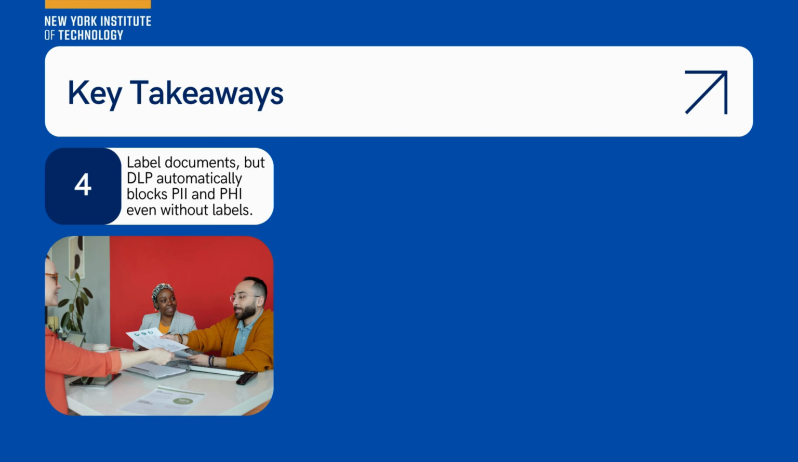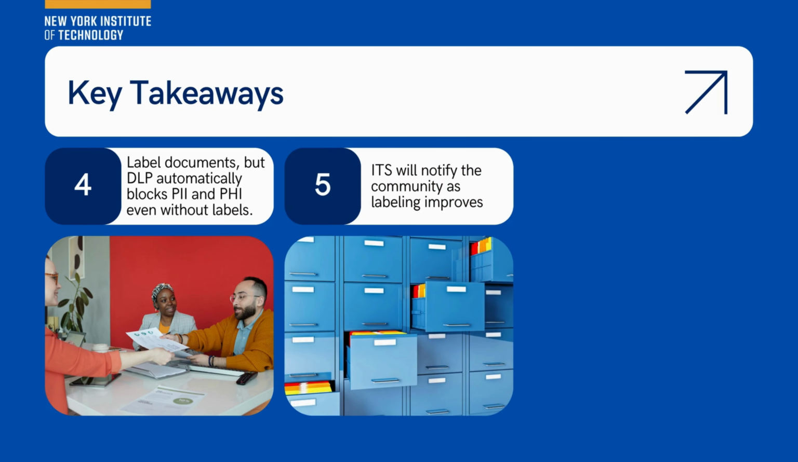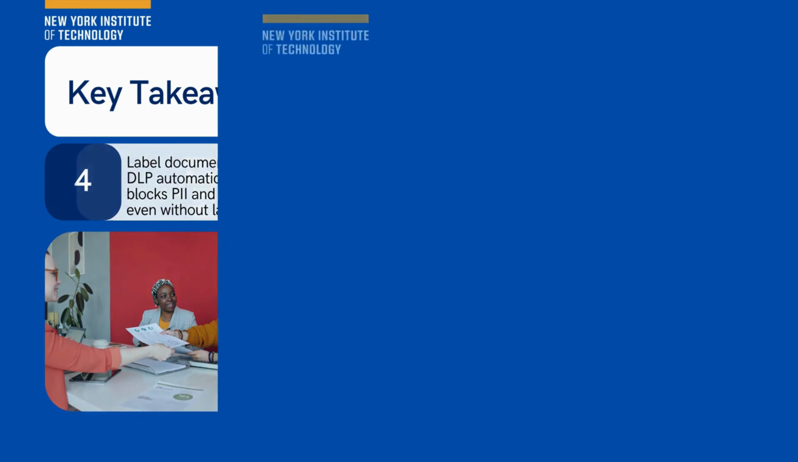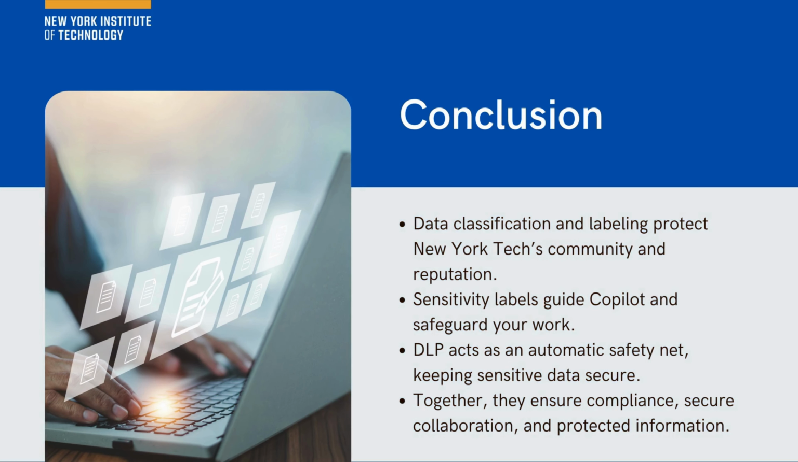Additionally, remember that Microsoft's data loss prevention DLP system works automatically across all Microsoft products to identify and protect sensitive information such as PII and PHI, even if you forget to label it. Current features of data labeling will continue to improve, and ITS will notify the community of the data labeling improvements. Consult New York Tech's data governance team for clarification or support with classification and labeling. The practice of data classification and labeling is fundamental to protecting New York Tech's community members and reputation. With Microsoft 365, Copilot, and DLP, you have tools that enhance productivity while keeping data secure.